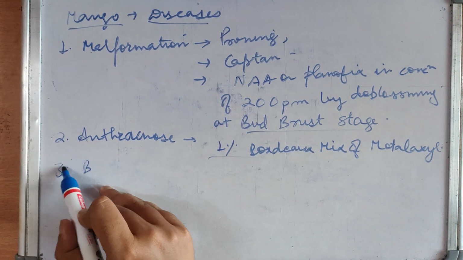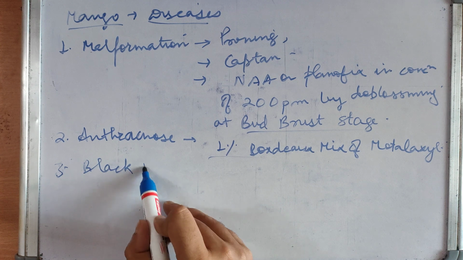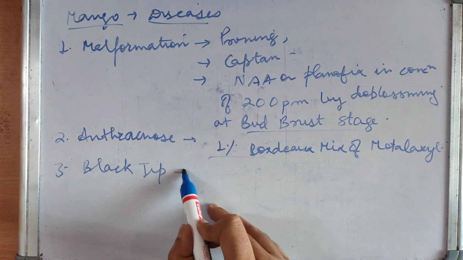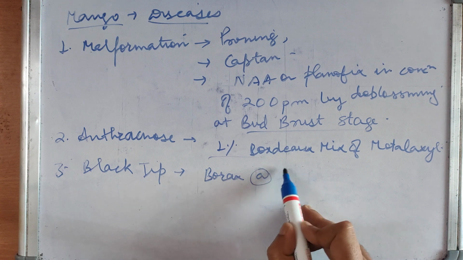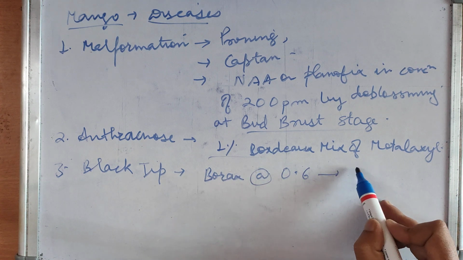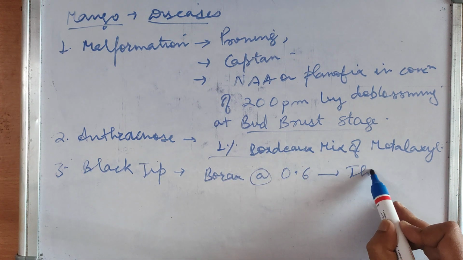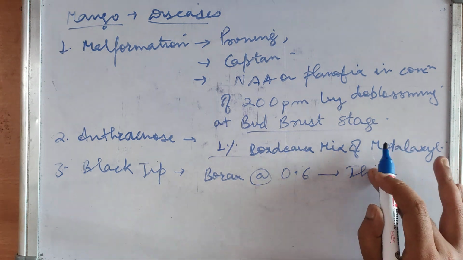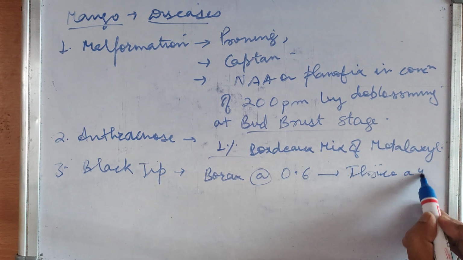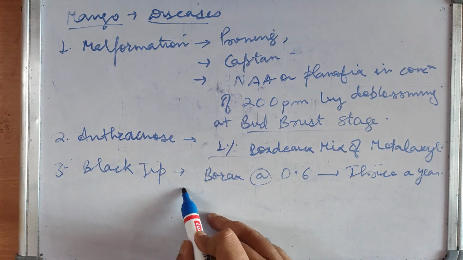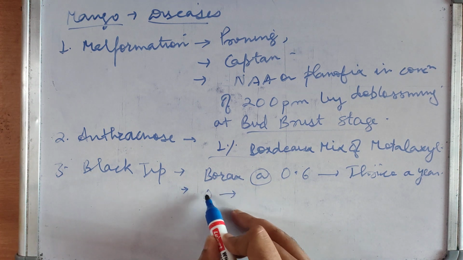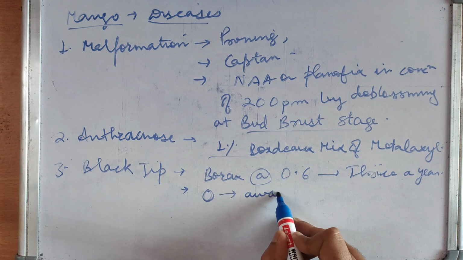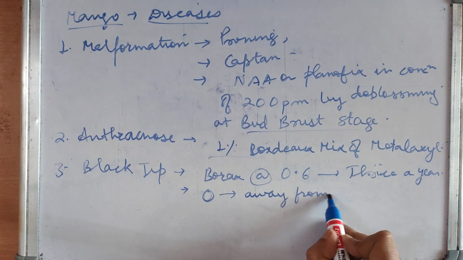Now there is another important one, that is black tip, mango black tip. Here we will use borax at the rate of 0.6% thrice in a year. This we will spray thrice a year. And we will keep the orchard away from brick kilns.